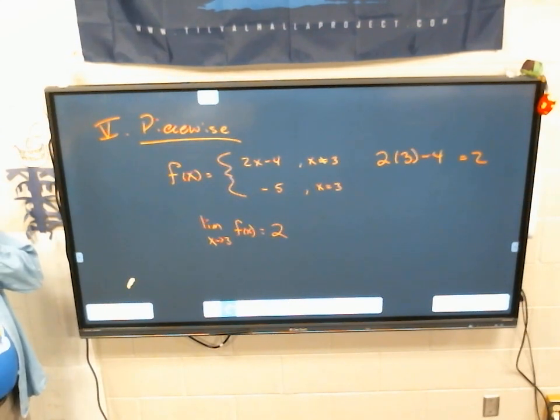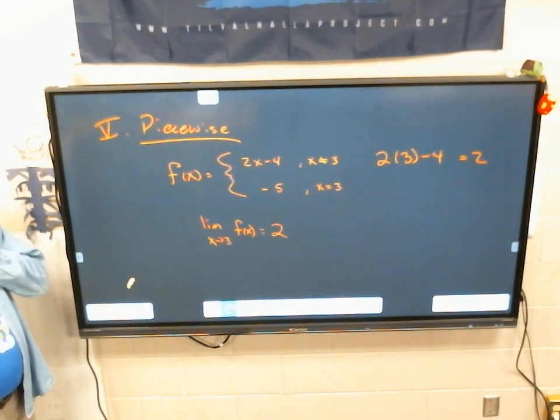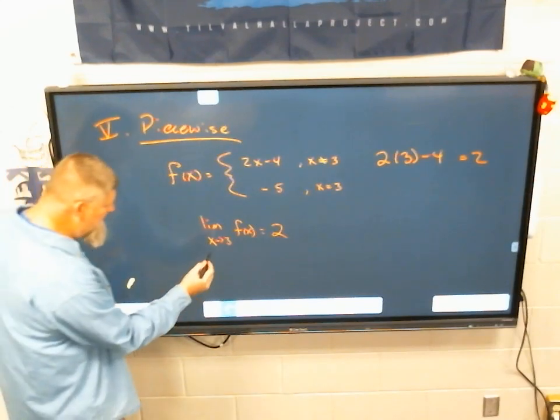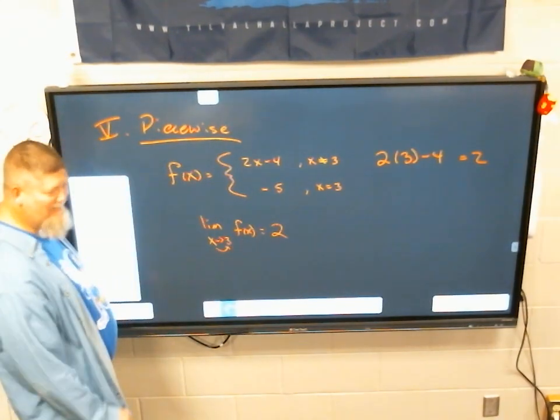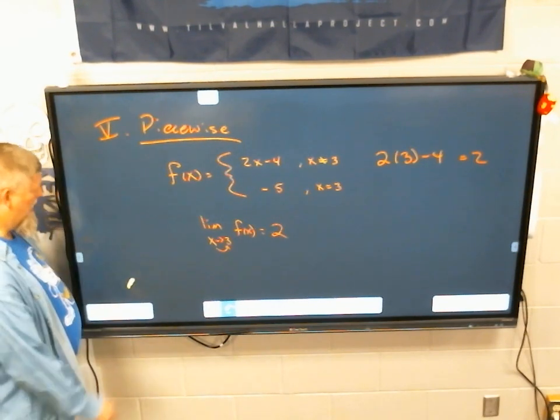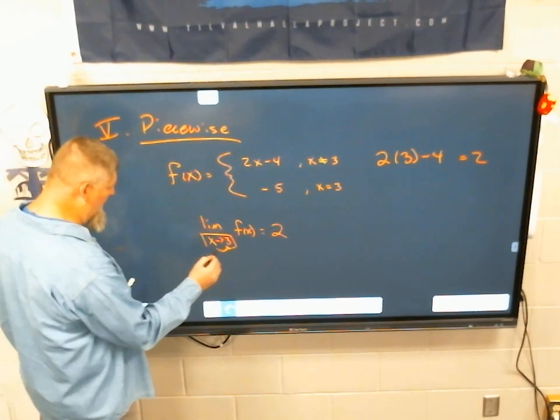Does that mean that x is 2? Is it saying that x is 2? X is approaching 3. So y is 2. Always look there. X is approaching this value, so that's your y.